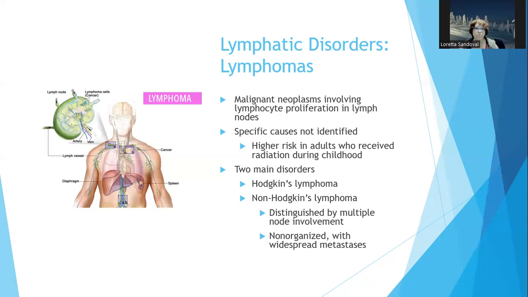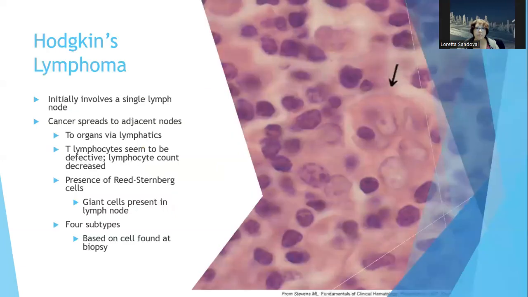The two main disorders are Hodgkin's and non-Hodgkin's lymphoma. And they're distinguished by the number of lymph nodes that are involved. With Hodgkin's lymphoma, a lot of times it's a single lymph node. Non-Hodgkin's is usually multiple lymph node involvement, and it's non-organized with widespread metastases. So Hodgkin's lymphoma initially involves a single lymph node.